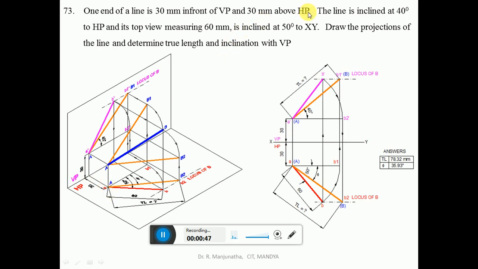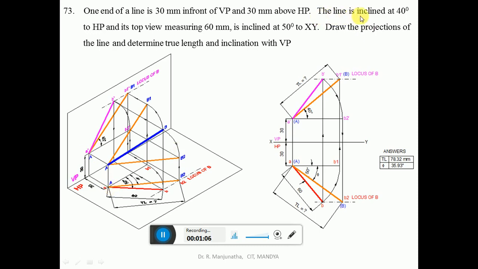And similarly 30 mm above HP. So from here, when you look from the front view, you can see the distance of the end A, which is above HP by 30 mm. And then when it is projected onto the vertical plane, you are going to get this point A dash. And then this will be the point A dash and A.